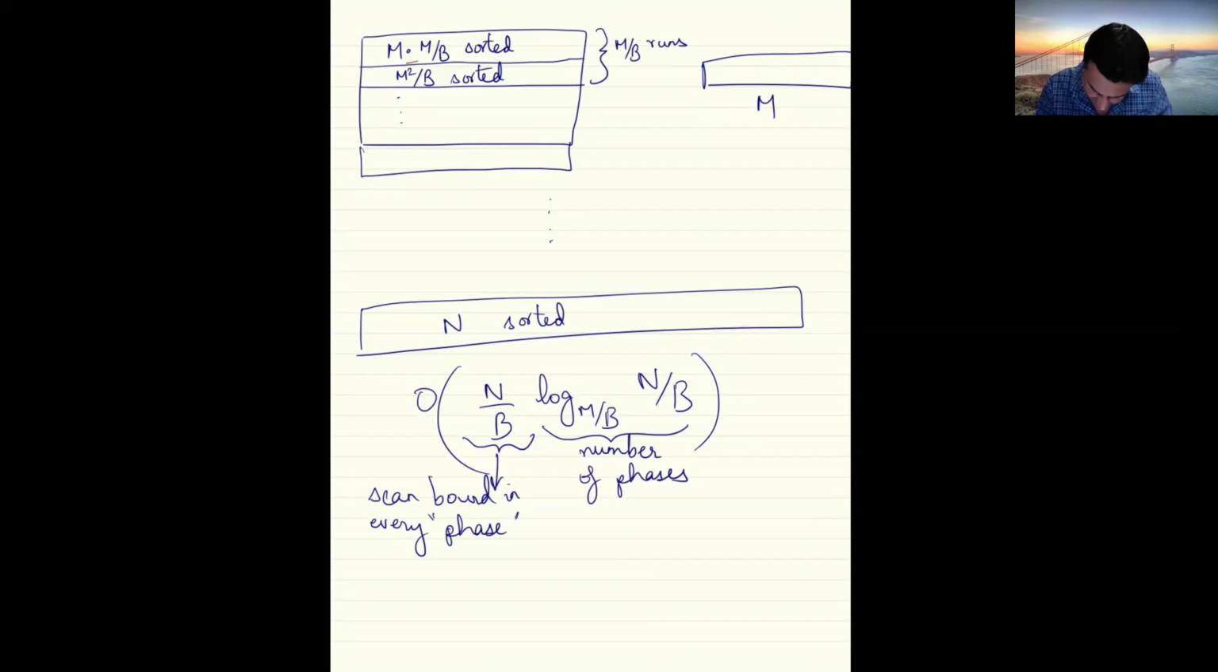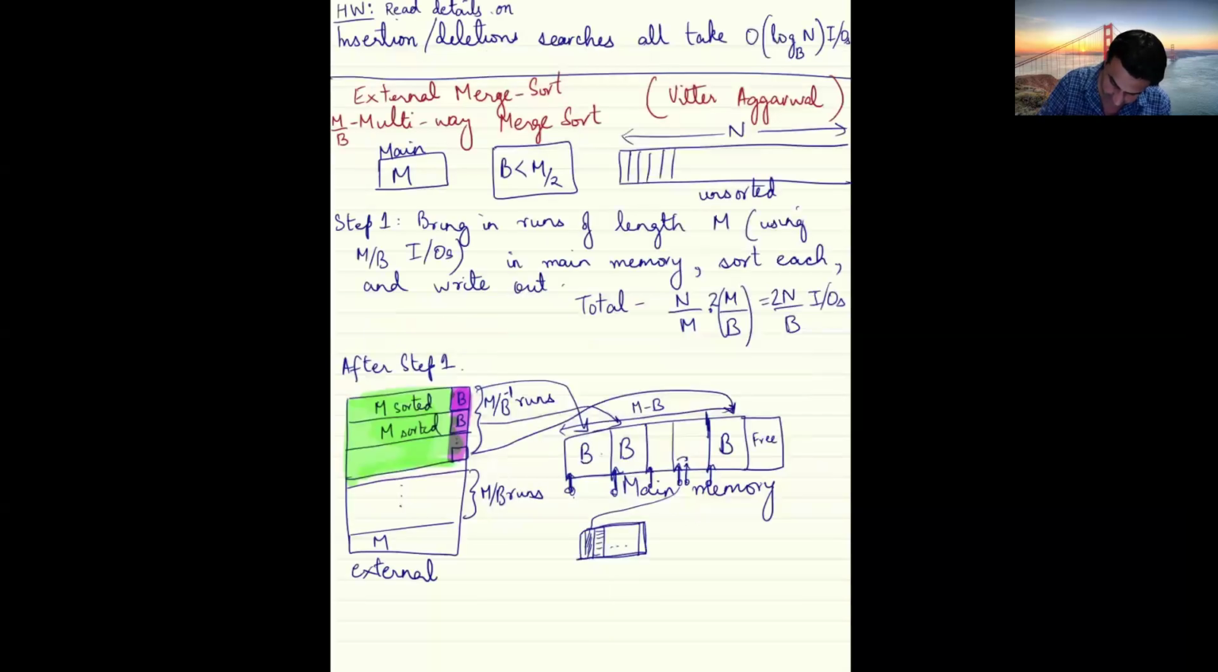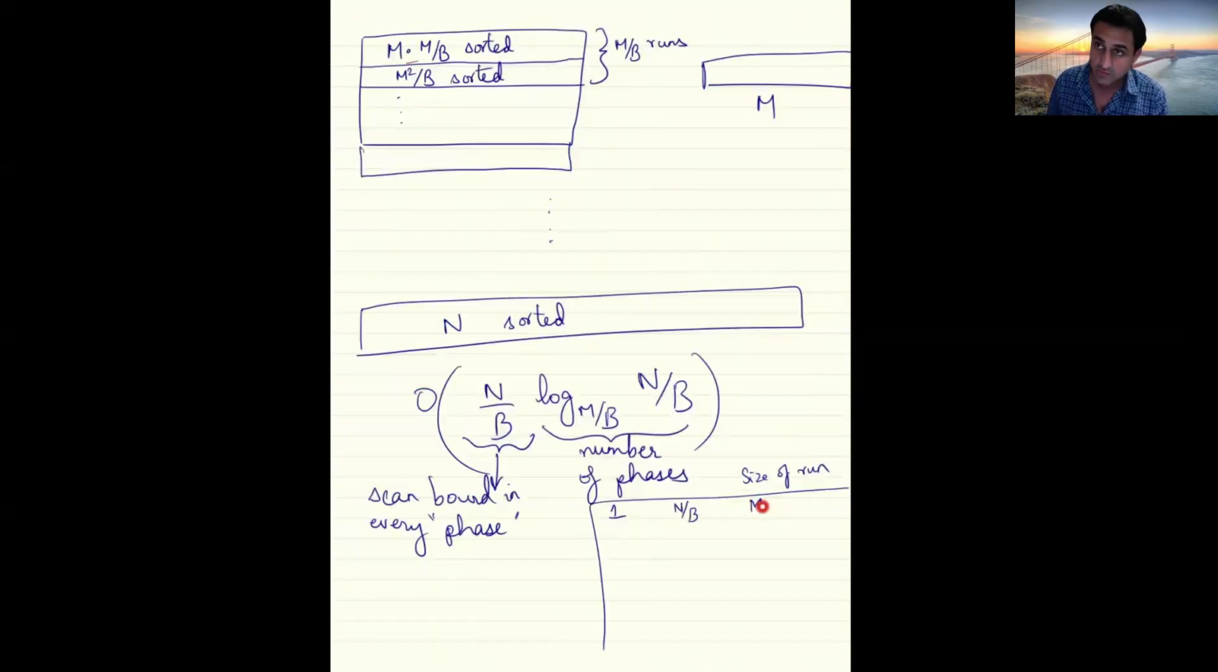How many phases will I have? After the first phase, for which I paid n over b IOs, the size of my run was m. That's what we did originally in the beginning, this part here. After paying these n over b IOs, we had made sure that every chunk of size m is sorted. That's a run. Then the second phase.